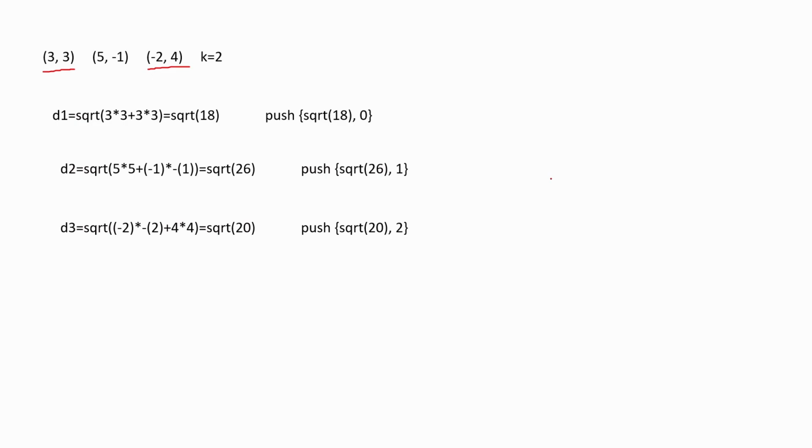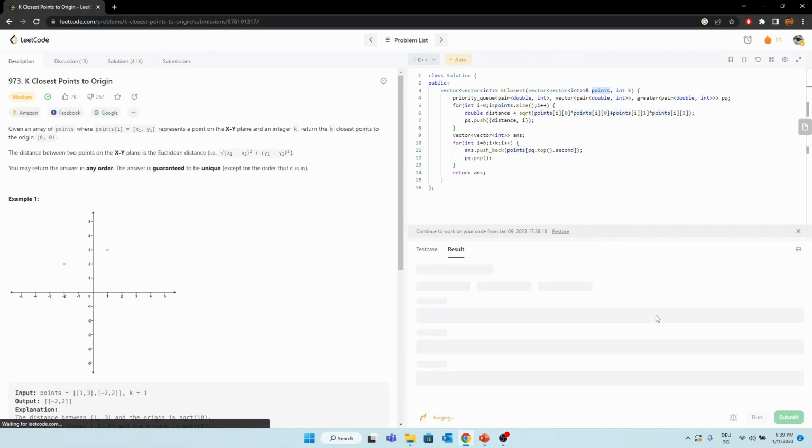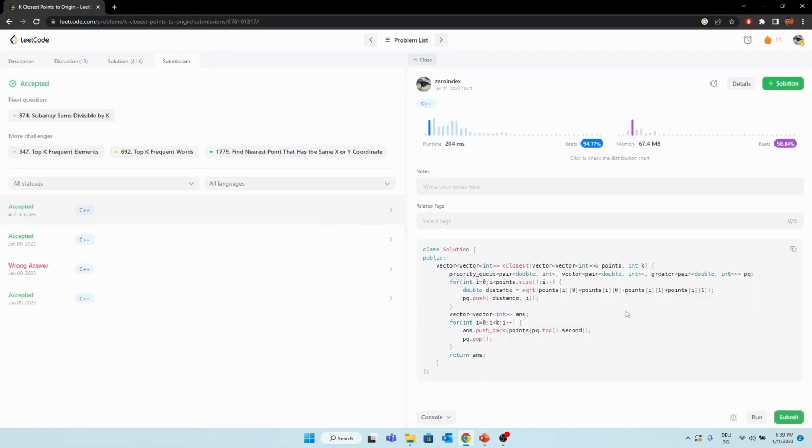Now let's solve it in Leetcode and see what happens. Let's submit it and see what happens. So we got accepted, and our runtime is quite fast, and our space complexity is also quite good.